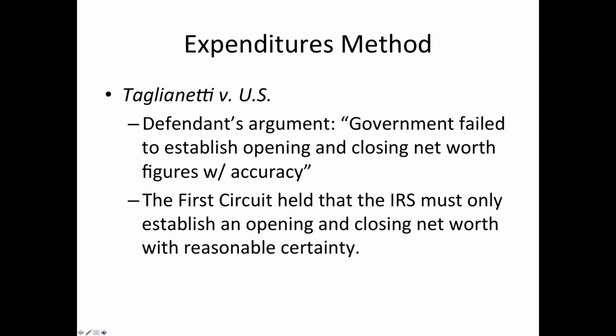The defendant's argument in these cases typically is that the government failed to establish opening and closing net worth figures with accuracy. And this was a case decided by the First Circuit. The First Circuit held that the IRS must only establish an opening and closing net worth with reasonable accuracy. So it kind of gives the government a little bit of wiggle room because it doesn't require as solid a certainty as one might otherwise think. It's only a reasonable certainty with which the government has to establish opening and closing net worth.